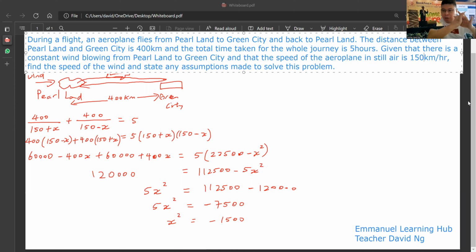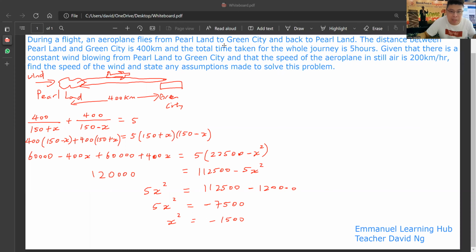Okay, so instead of 150, right, let me change it to 200. If I change it to 200, it will make sense. So if I have to change the speed of the aircraft to 200 in still air, whatever that was 150, I need to change to 200. It's the same concept. The 400 is still the 400. Then after that, I just need to change this answer. Whatever is 150, I change to 200.